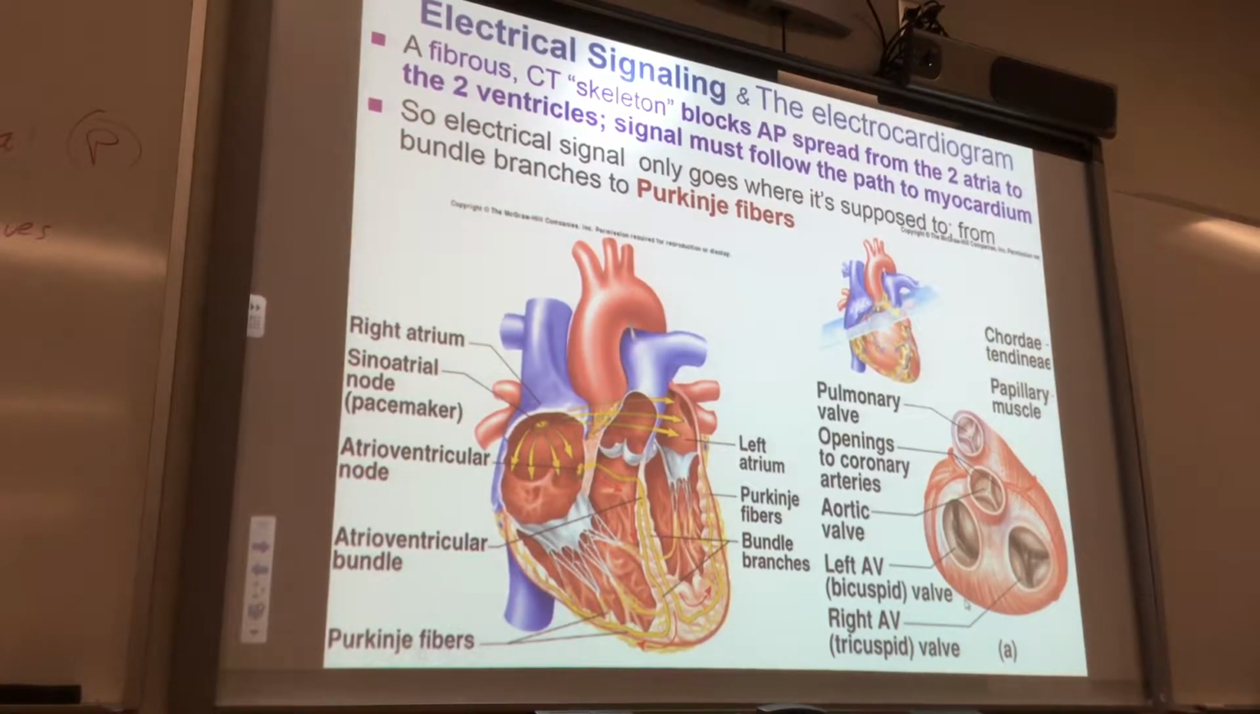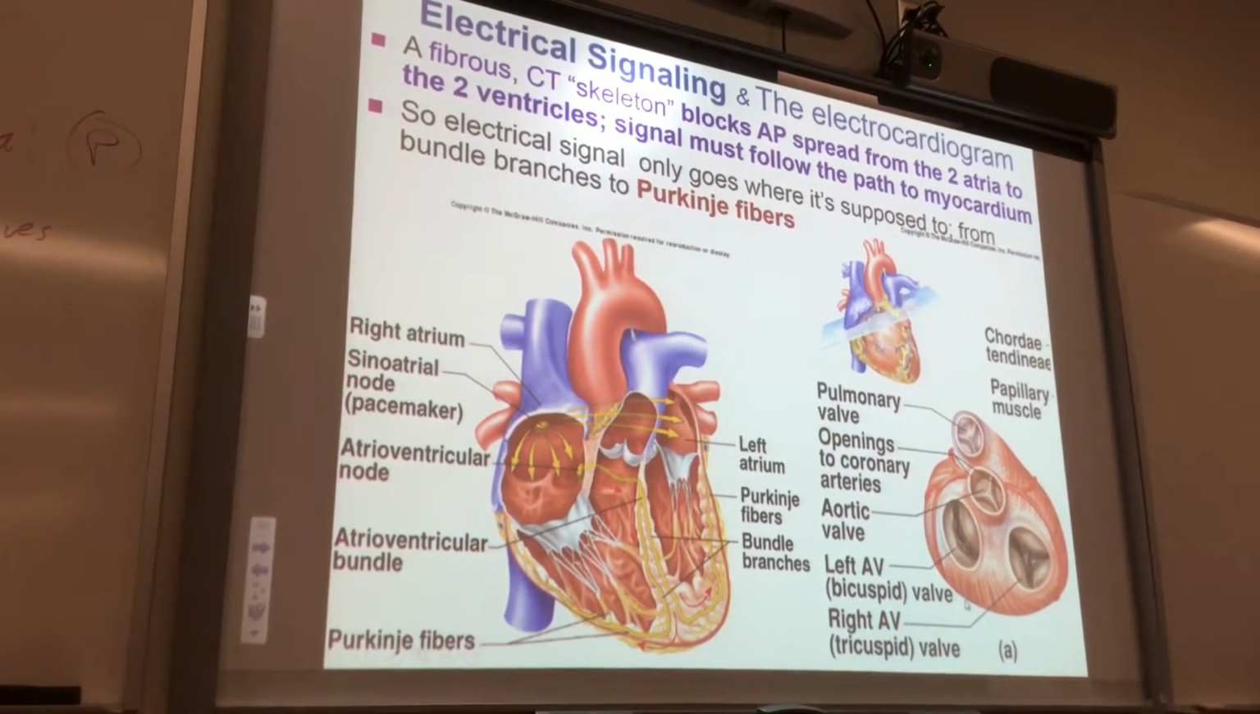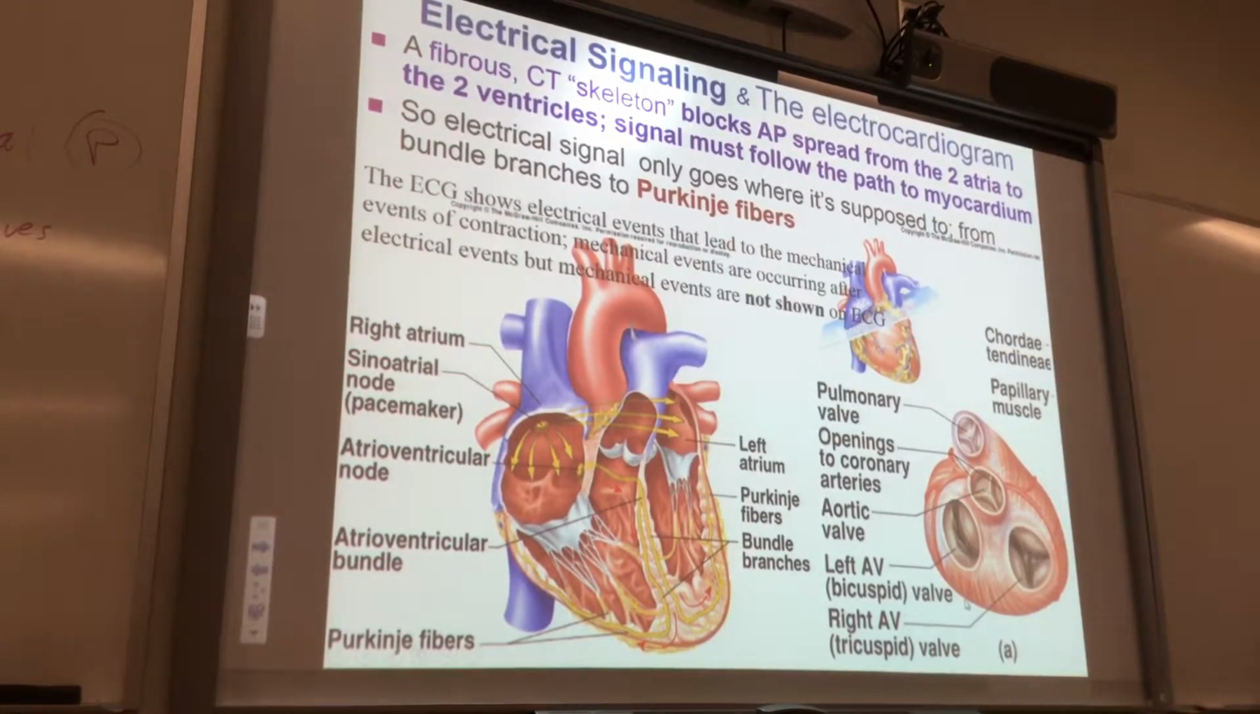If it weren't for that fibrous layer, would the heart just contract everywhere all at once? Yeah, exactly. You wouldn't have the nice atria contract, wait for it, ventricles contract. You'd just have bulk contractions spontaneously everywhere in the heart. It wouldn't work.